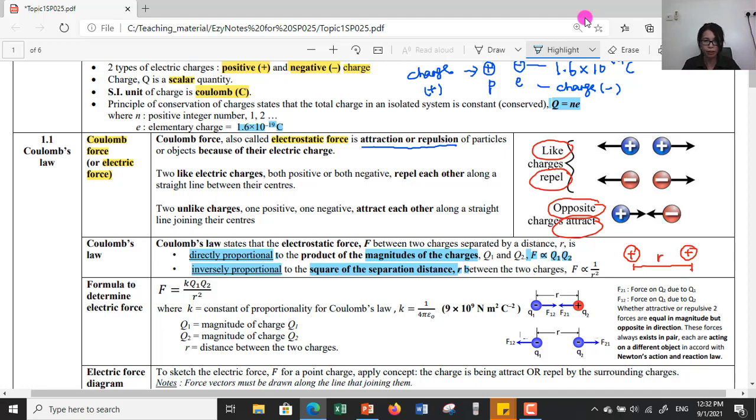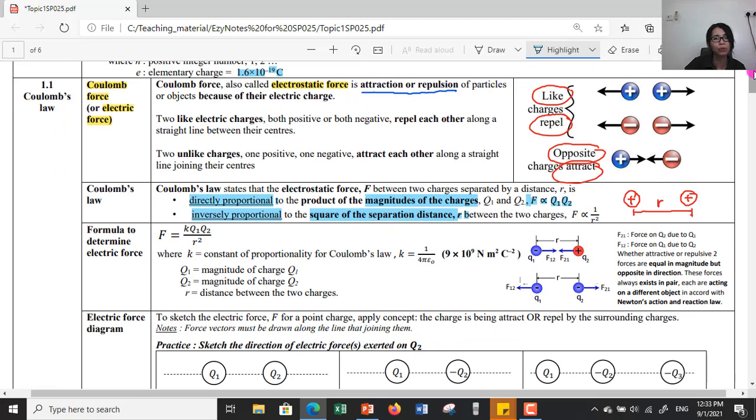Okay, why? Because it's directly proportional to the magnitude of charge, inversely proportional to the distance. So, makin jauh dua charges, force yang wujud tu adalah makin kecil ataupun lemah. Okay, dan kalau magnitude dua charges adalah besar, dia akan mempunyai electrostatic force yang lebih besar. So the electrostatic force will be stronger if the magnitude of charges is larger.